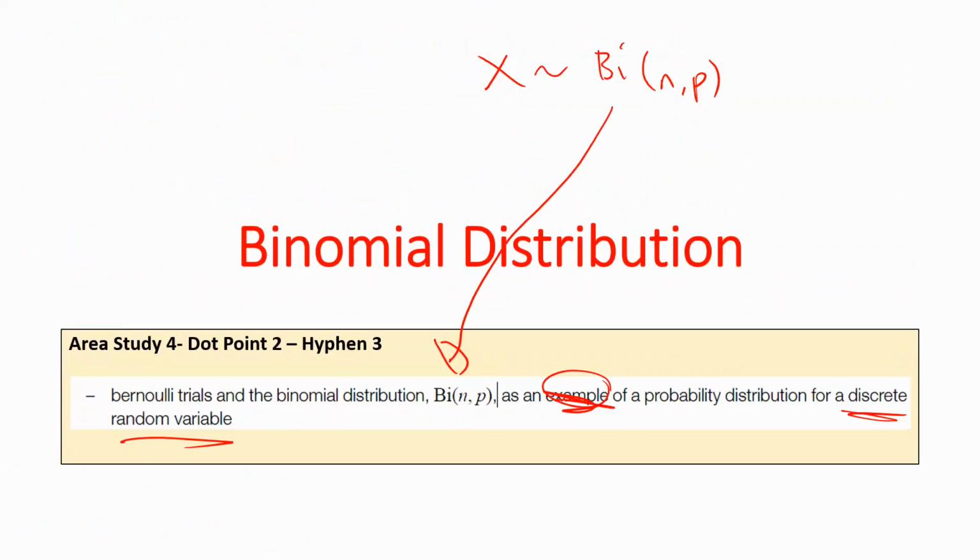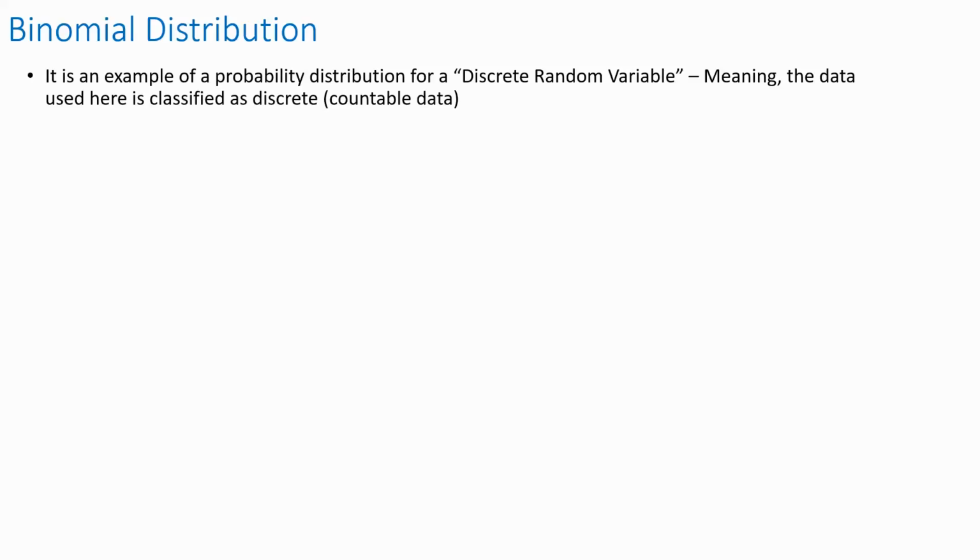Just to remind you, I'm going to talk about Bernoulli trials. Now, to start off, binomial distribution is an example of a probability distribution for a discrete random variable. Meaning, in case that doesn't make sense to you, it just means that the data we're using here is classified as discrete. Our probability distribution just means I'm going to draw a graph of all the probabilities, and these probabilities, or the data that you're getting, are discrete. That's all it means.